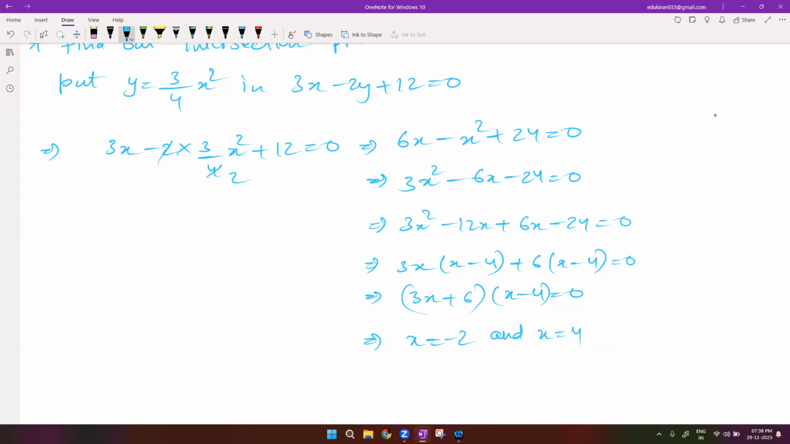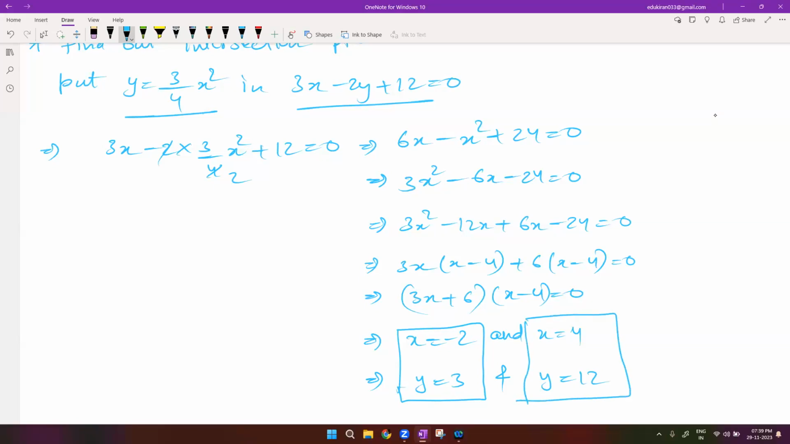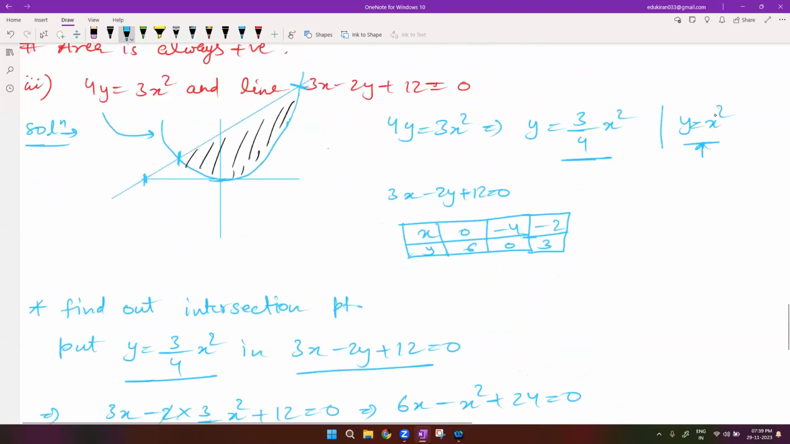You can similarly find the values of y from this. If you put x = -2, you can put it here or here. In this case, it doesn't matter. In the last case, because the equation was not x² = y, that is why it mattered. So if x = -2, then y = 3. And if x = 4, then y = 12. So these are the two intersection points: (-2, 3) and (4, 12).